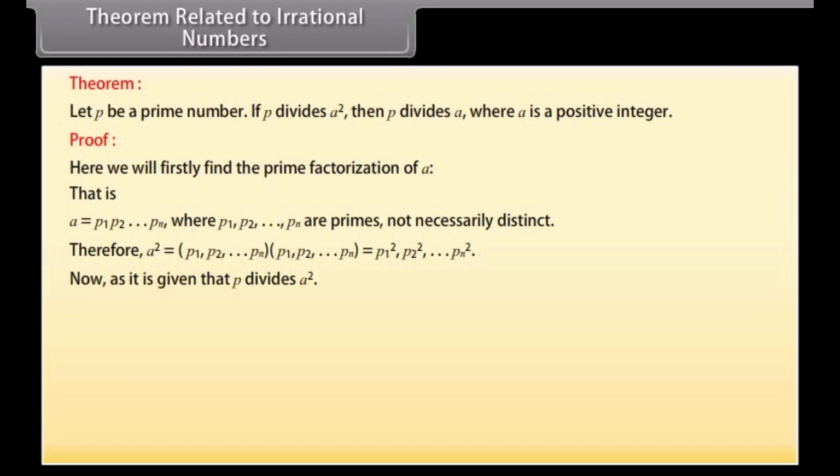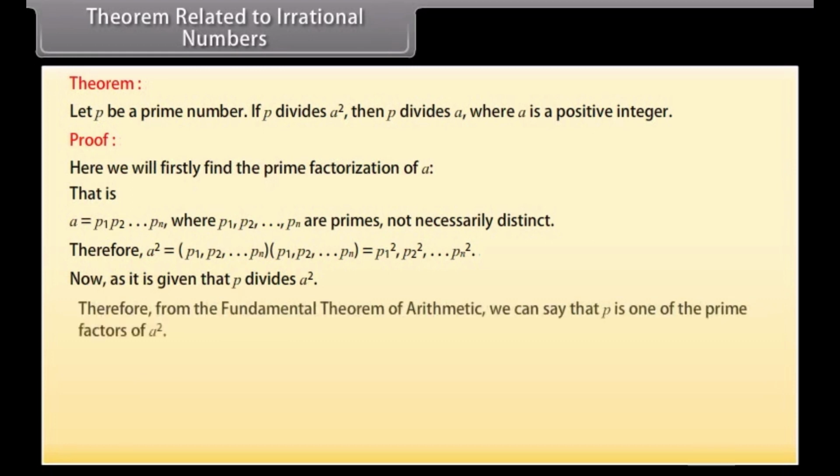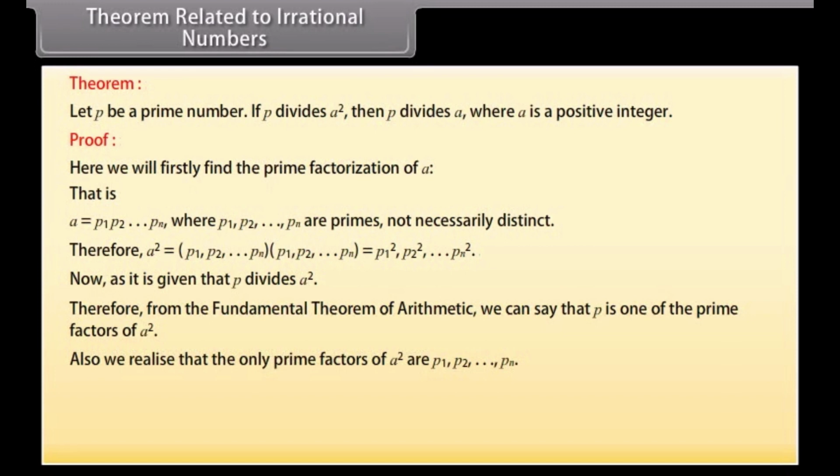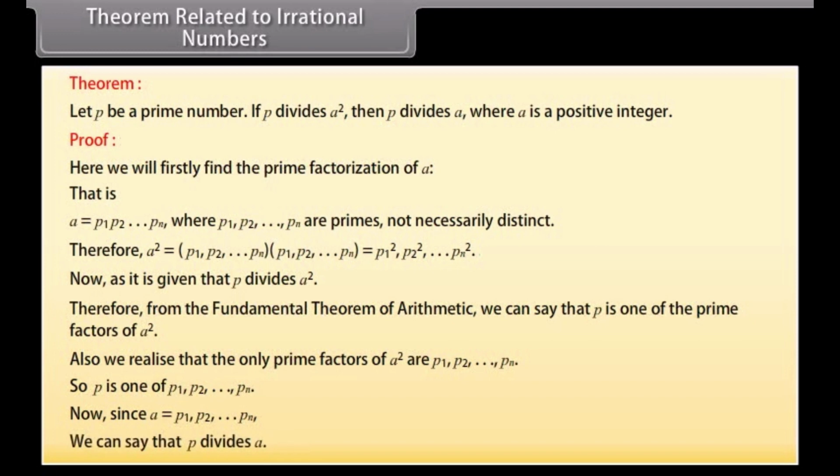Now, as it is given that p divides a square, from the fundamental theorem of arithmetic we can say that p is one of the prime factors of a square. Also, we realize that the only prime factors of a square are p1, p2, and so on, pn. So, p is one of the p1, p2, and so on till pn. Now, since a is equal to p1, p2, and so on till pn, we can say that p divides a.